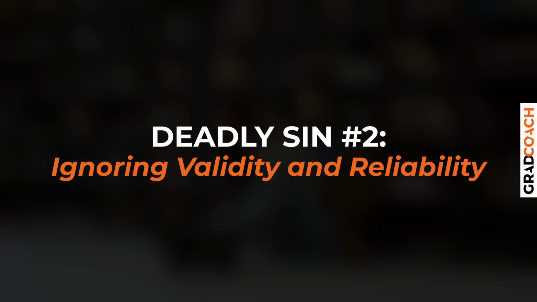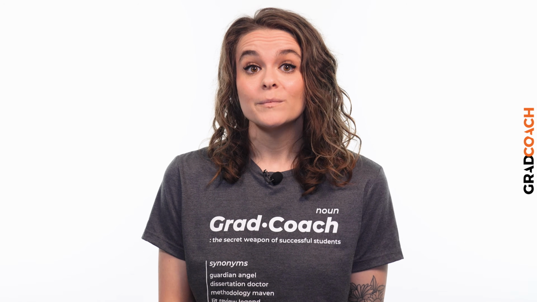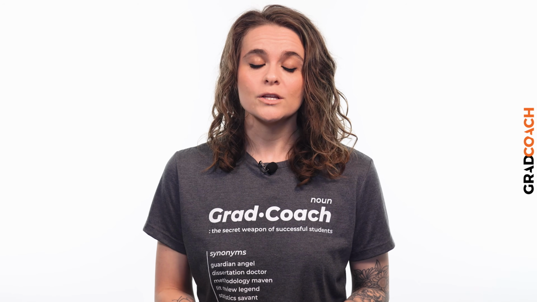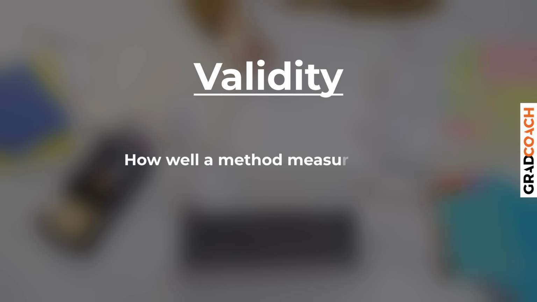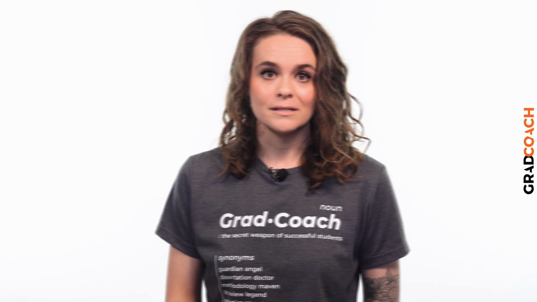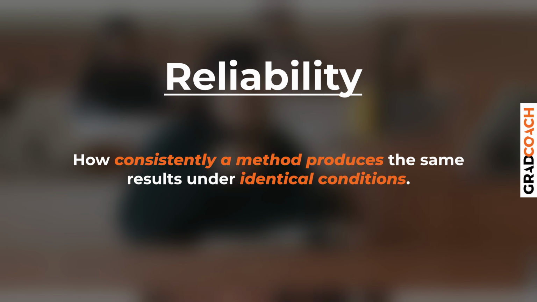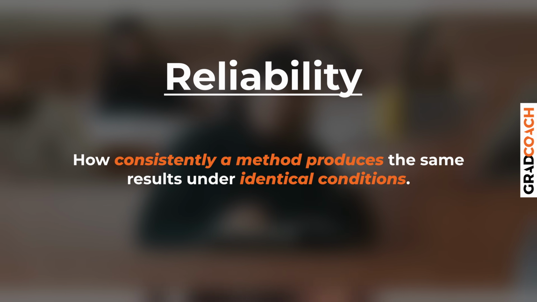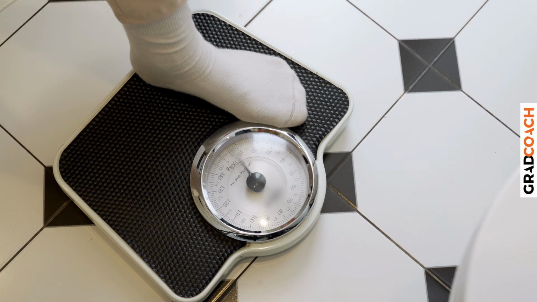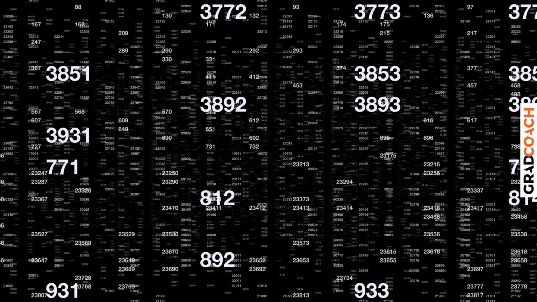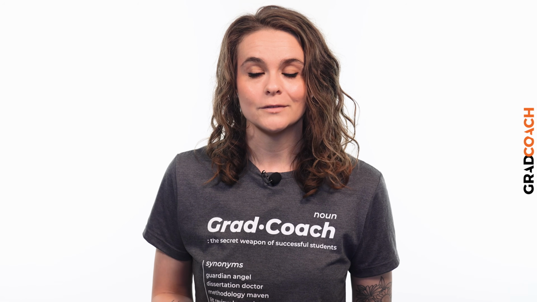Next up, deadly sin number 2, which is ignoring validity and reliability. Now, I know those terms sound academic and a bit abstract, but they are absolutely essential. So let's break it down. Validity means your data collection tool actually measures what you intend to measure. So in other words, that you're measuring the right thing. Reliability, on the other hand, means that your tool consistently produces the same results under the same conditions. So in other words, it's a trusty bathroom scale, not a random number generator like the one I have.